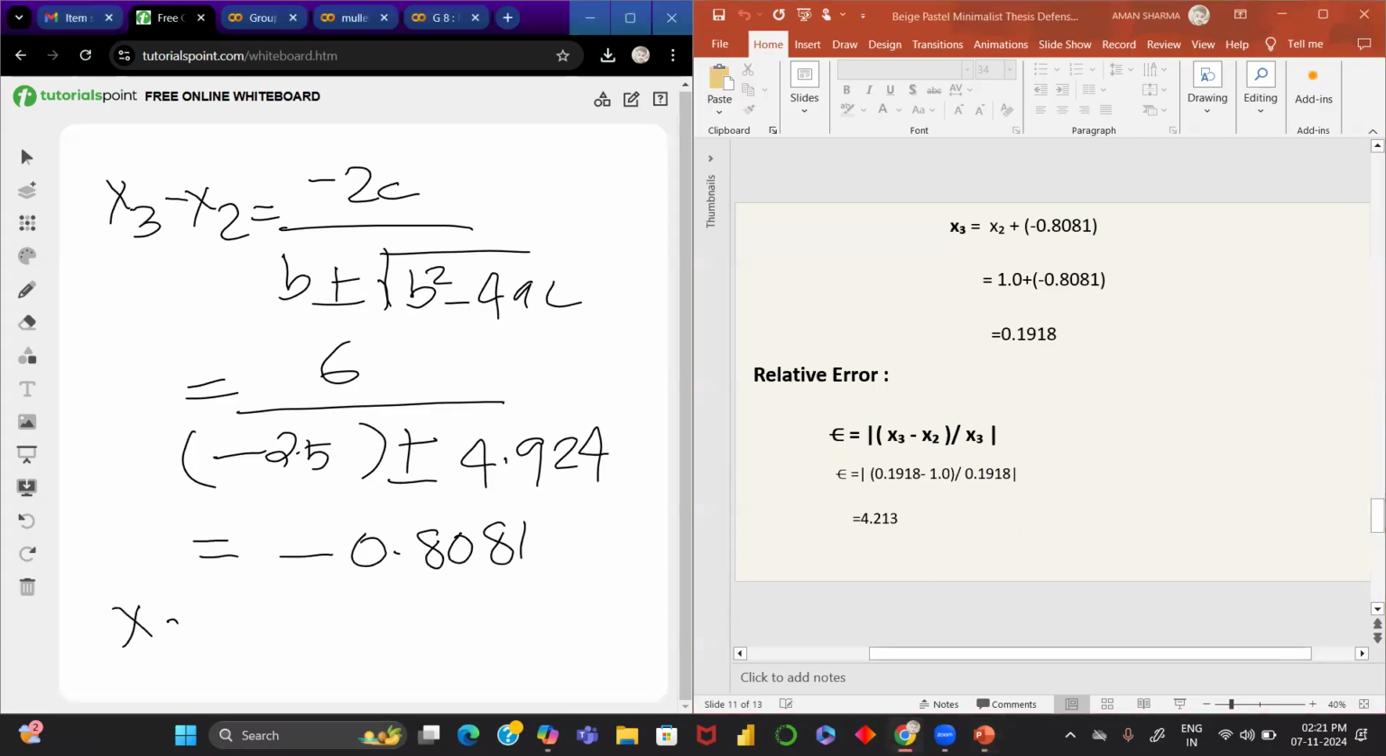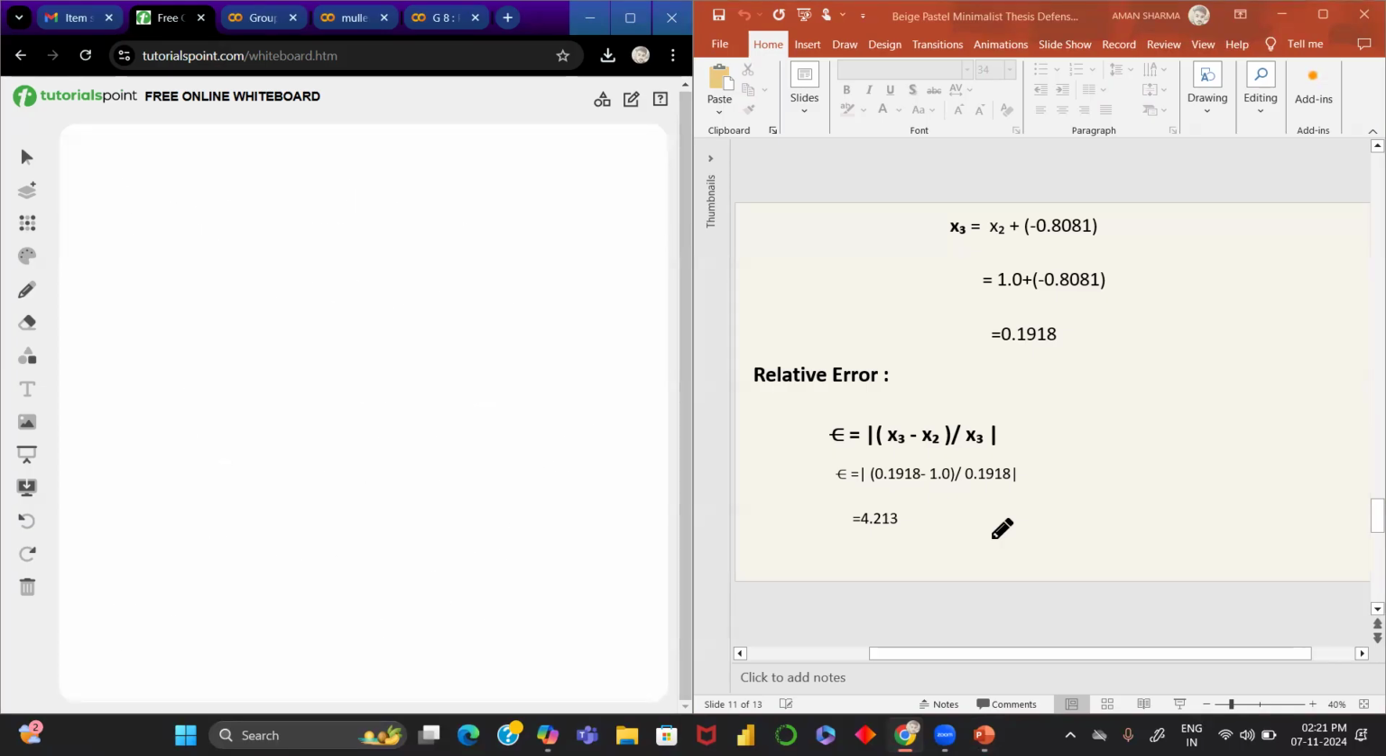From here we get x3 equal to 0.1918. Now we get the root x3 as 0.1918. Now we calculate the relative error. The main benefit of Muller's method is that we can calculate the error.